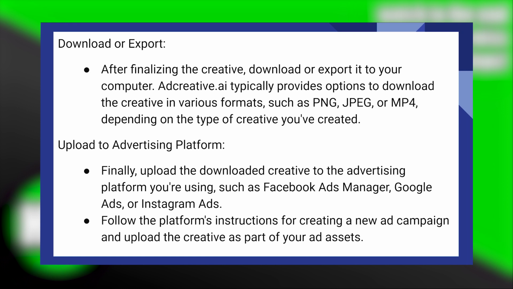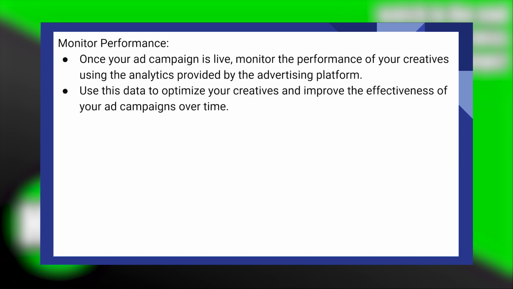Finally, upload the downloaded creative to the advertising platform you're using, such as Facebook Ads Manager, Google Ads, or Instagram Ads. Follow the platform's instructions for creating a new ad campaign and upload the creative as part of your ad assets. Once your ad campaign is live, monitor the performance of your creatives using the analytics provided by the advertising platform. Use this data to optimize your creatives and improve the effectiveness of your ad campaigns over time.